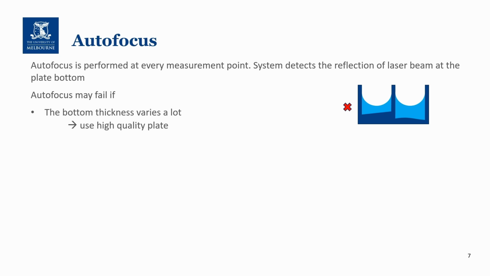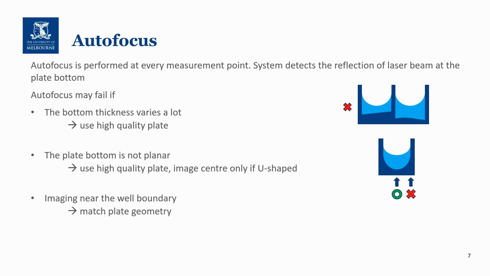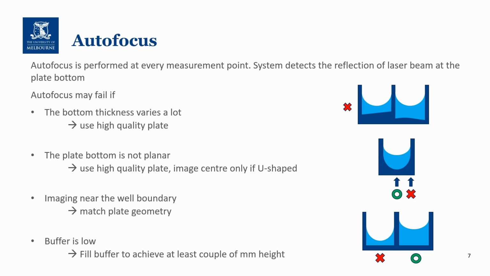However, the autofocus might fail if the bottom of the plate varies in thickness, and this happens a lot with standard culture plates as they aren't designed for imaging, so you should always use a higher quality plate. Autofocus might also fail when the plate bottom is not flat. For example, if the well is U-shaped, in this case you need to make sure that you're imaging the center of the well. If you try imaging near the well boundary, you may also have issues. This can be fixed by inputting the correct plate geometry into the software. And lastly, if the buffer or media level is too low, this can interfere with the reflection of the autofocusing laser.